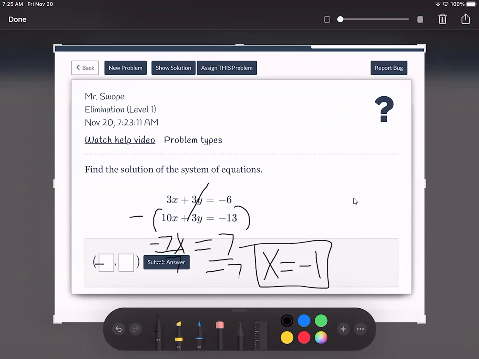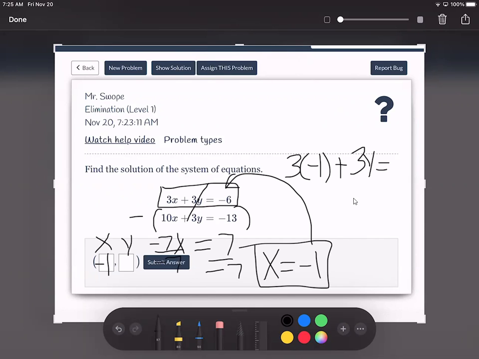That goes in our first box because it goes x comma y. And then we've got to plug this -1 back into either the top or bottom equation. I'm going to plug it into the top equation. So I'm going to plug -1 in for this x. That would be 3 parentheses -1 plus 3y equals -6. If you multiply 3 times -1, that would be -3.